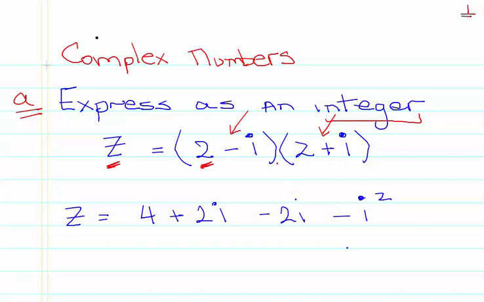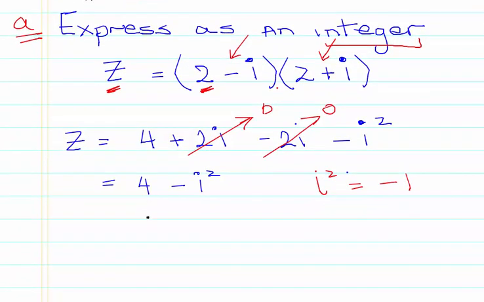Quickly, you might see that the minus 2i and the plus 2i cancel each other out. So what we're left with is 4 minus i squared, and as we know, i squared is equal to minus 1. So essentially what we have here is 4 minus minus 1, and that's equal to 5. And 5 is the answer we're looking for.